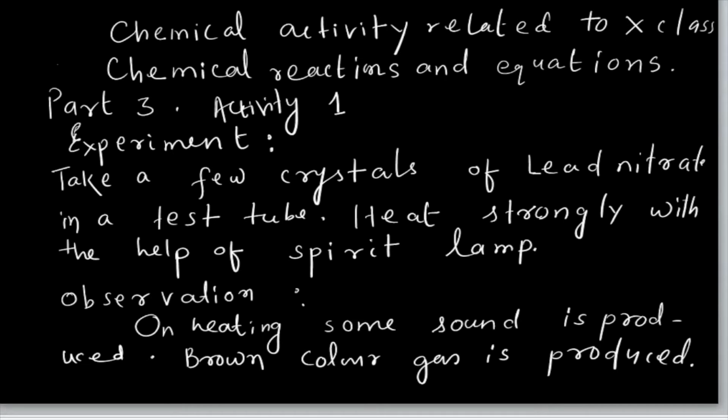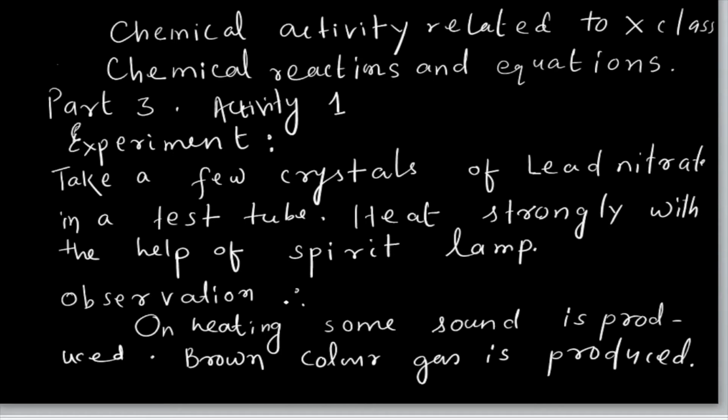In Activity 1, take a few crystals of lead nitrate in a test tube and heat strongly with the help of a spirit lamp. Lead nitrate is colorless, and you take these crystals, which are solid. After that, you see what lead nitrate gives on heating. You heat it with a spirit lamp or Bunsen burner, and now you will see the observation.